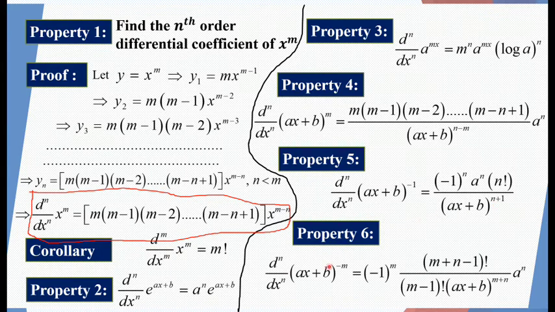Now property 6. Nth derivative of ax plus b power minus m. So when we replace m by minus m, then we can get this: minus 1 power n into m plus n minus 1 factorial upon m minus 1 factorial into ax plus b power m plus n into a raised to power n. The proof of this particular property is also the same as the property number 4.